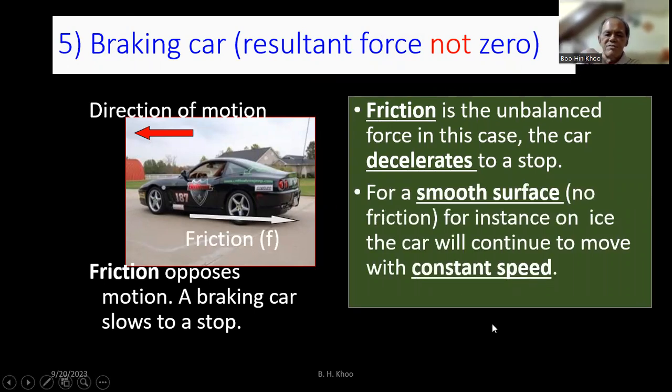For a smooth surface, no friction. For instance, on ice, the car will continue to move with constant speed.